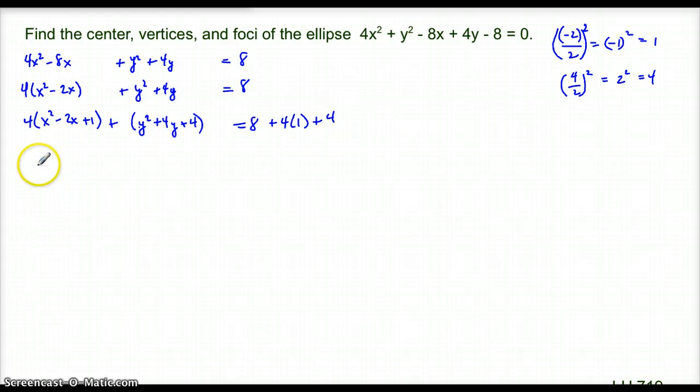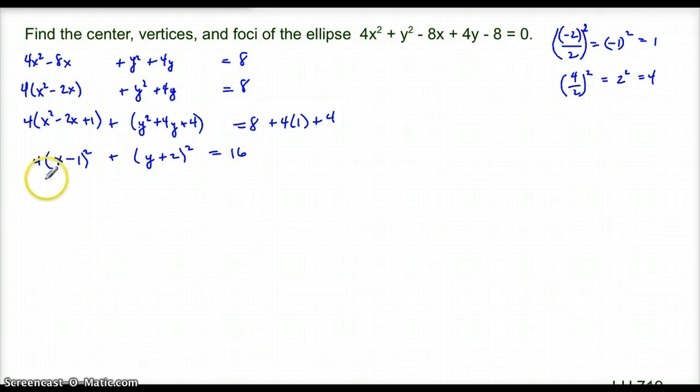Okay, so now I'm going to go ahead and factor these. This is going to be 4 times square root of 1 is 1, but it has to be negative to get the negative middle term there. So this is going to be x minus 1 squared plus, this is square root of 4 is 2. It has to be positive because the middle term is positive. So this is y plus 2 squared, and that's equal to 16.